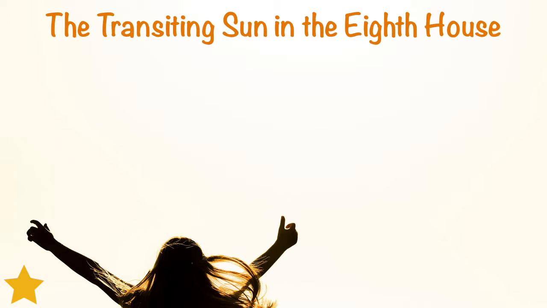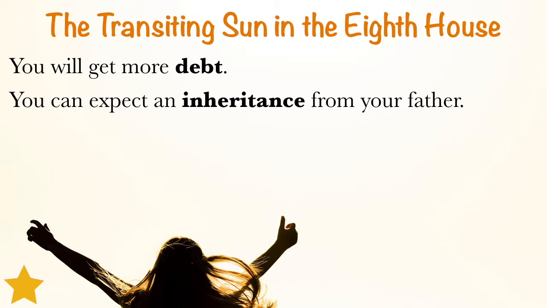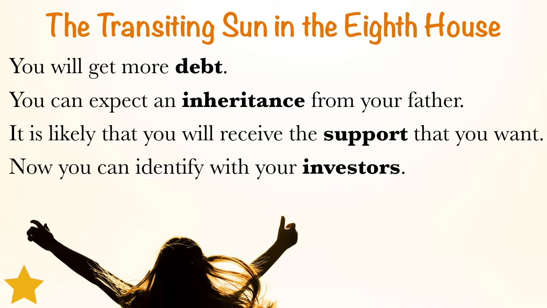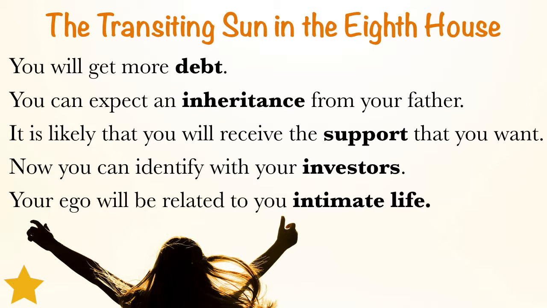When you're writing a sun sign horoscope and the transiting sun is in the 8th house, some example sentences that you could use and elaborate on: you will get more debt. You can expect an inheritance from your father. It is likely that you will receive the support that you want. Now you can identify with your investors. Your ego will be related to your intimate life. You can develop on these sentences.